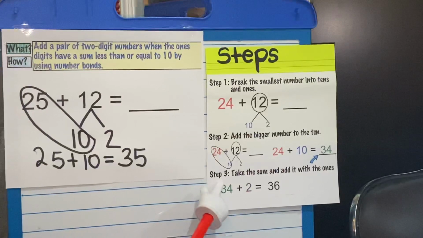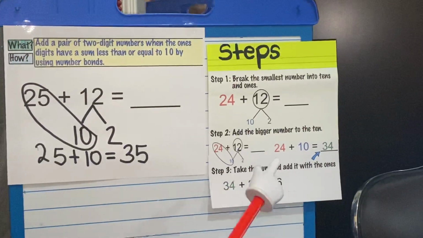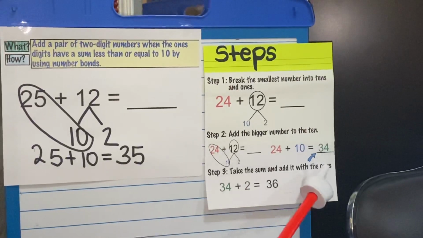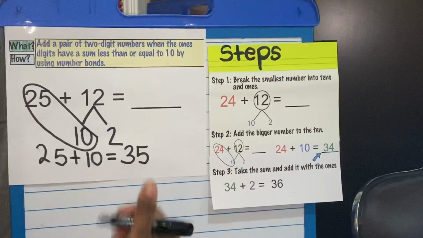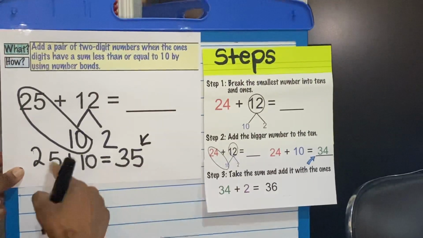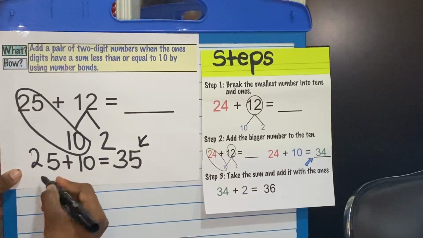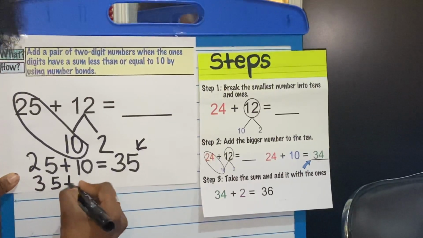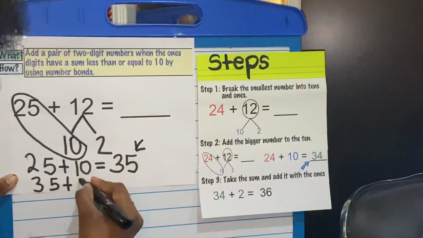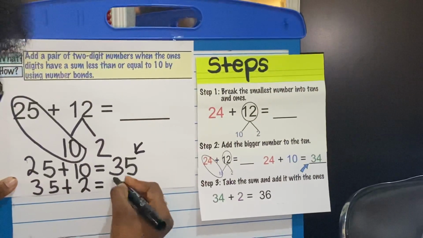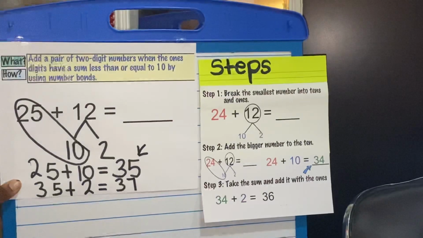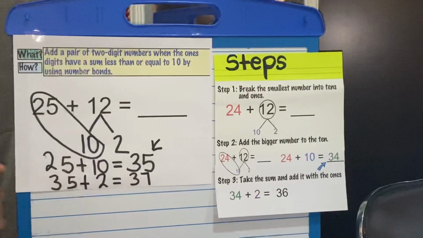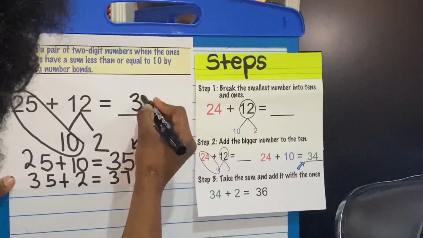Step 3. I still have to do step 3. Step 3 says to take the sum and add it with the ones. Here is the sum of 25 and 10, 35. So I'm going to take 35 plus the ones, which is 2, equals 37. So 25 plus 12 equals 37.